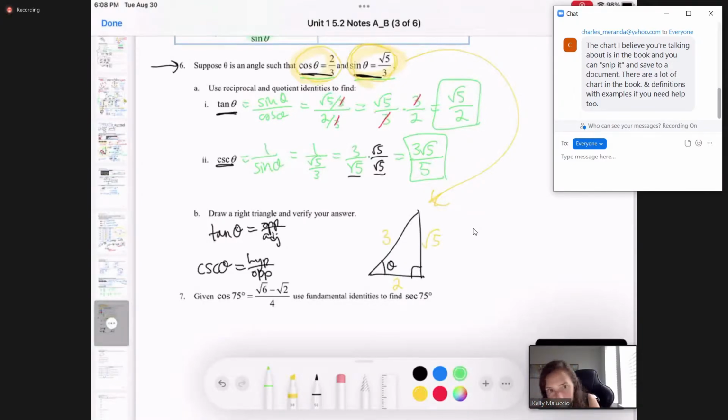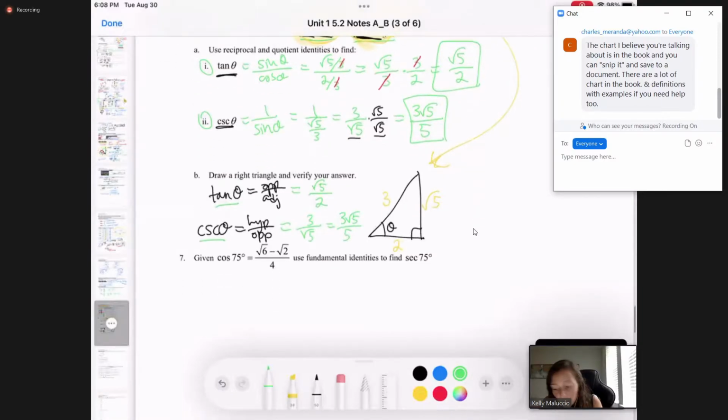So from this, we can figure out, are these what they need to be? Did we do the correct thing for 1 and 2 above? And so we can see opposite over adjacent should be square root of 5 over 2, which is what we got for tangent. And hypotenuse over opposite, hypotenuse is 3, so 3 over square root of 5, which we then could get as 3 root 5 over 5, right? So this should be correct, or this is correct based on that.